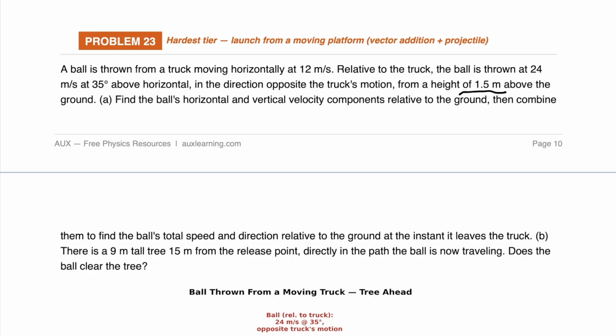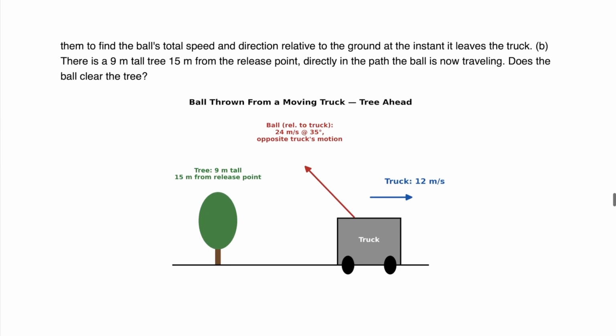All right, so let's get at it first. So I know that this is 1.5 meters because they just gave me that information. And let's find the ball's total speed and direction. So first, the ball is thrown from this truck, right? So if I was to draw them in different colors, we have two components as always. So pink is the y component and blue is the x component.